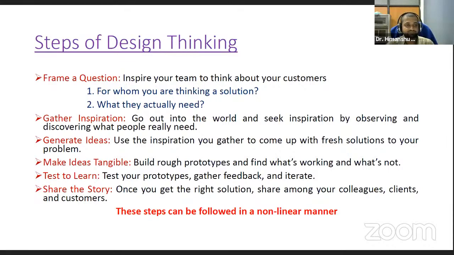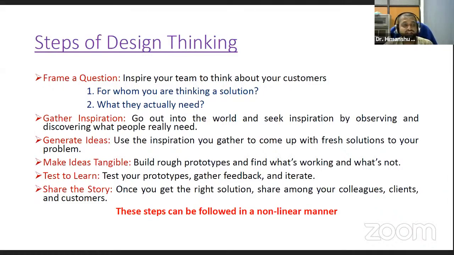Remember one point I would like to tell you: all these steps, you cannot say we should follow them linearly. We can follow them non-linearly also. According to ourselves, we can add some more steps. So these are some basic steps.